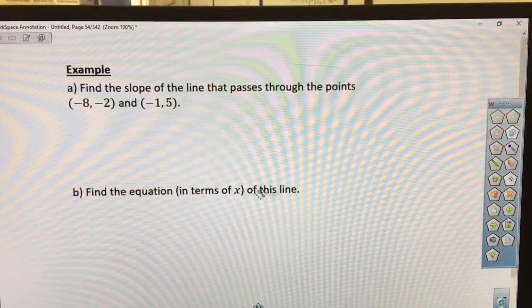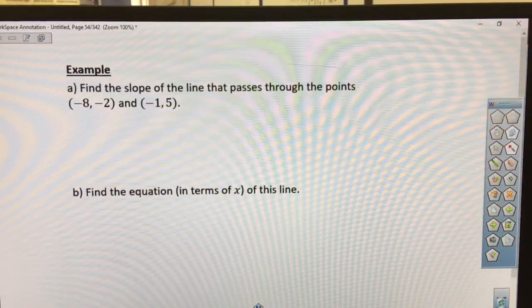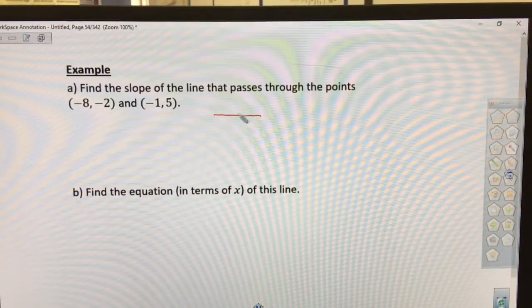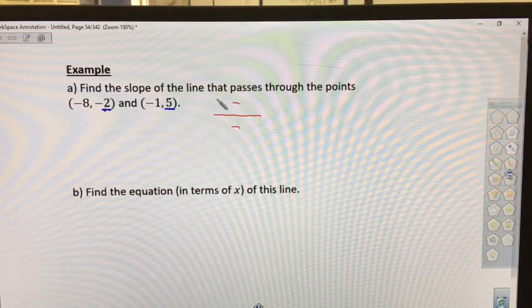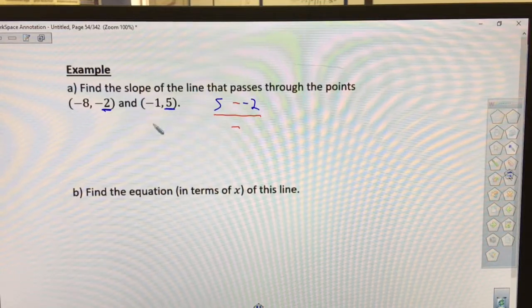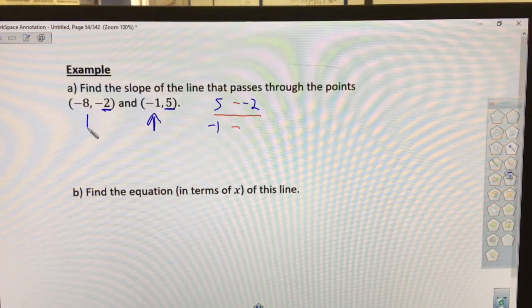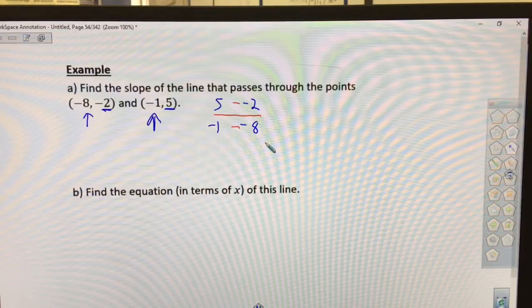Find the slope. We're going to use the calculator for this. What you want to do is set up the template fraction bar with a minus sign and a minus sign. And then it's going to be y sub 2 minus y sub 1. So it's going to be 5 minus the negative 2 over negative 1 minus the negative 8. And I just want to use the technology to enter that in.